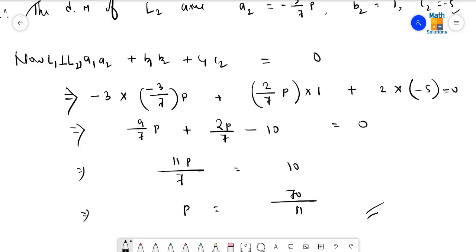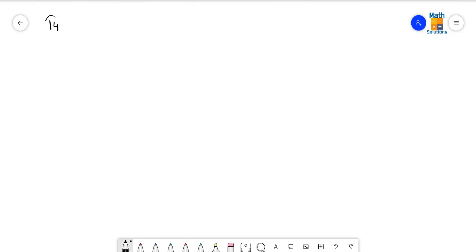In the same way this can be done, the direction ratios are to be found out. The sum of the products of the direction ratios is to be found out, and that should be equated to 0, and that will give us our answer. Then coming to question number 14.